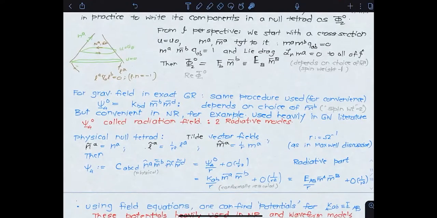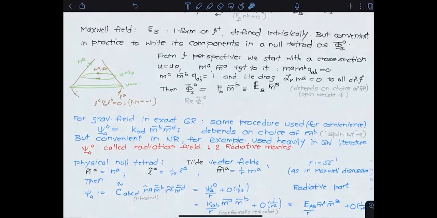And finally, I can introduce the physical tetrad by just conformally rescaling exactly as we did in the Maxwell case inside the space-time. And you can check very quickly that if I take the physical Weyl tensor and I calculate these things, then you will find that in fact it is just equal to psi 4 naught divided by r. So again, as in the Maxwell case, the radiative mode falls like 1 upon r, exactly as in the Maxwell case. So this is it.